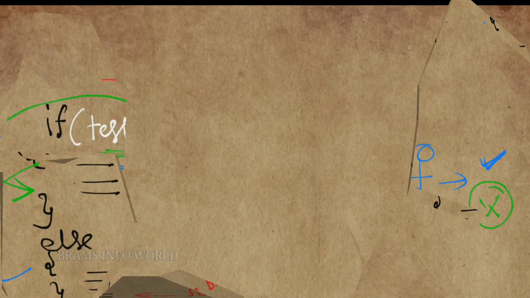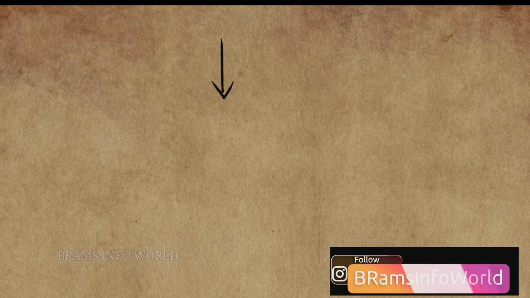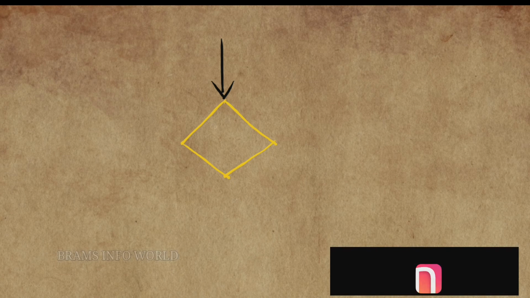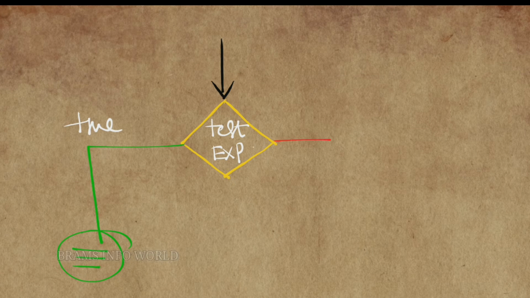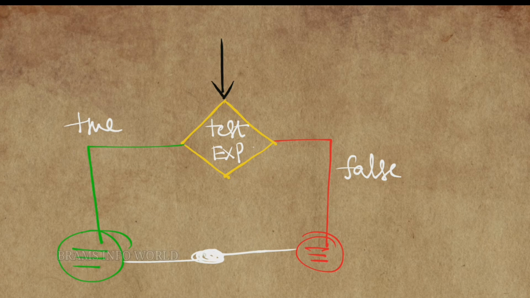So let us work with the flow. This is the test expression. This is the flow of the program. Here we define some kind of test expression or condition. If it is true, the true block is executed. If it is false, the false block is executed. And finally it goes on to the next statement. This is the way we can execute the program.